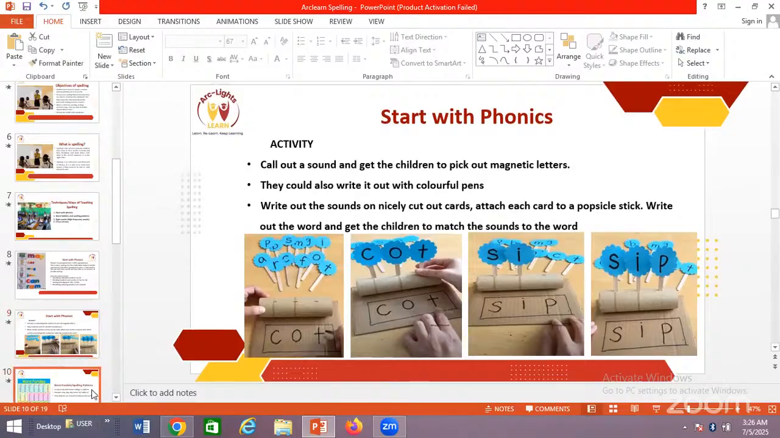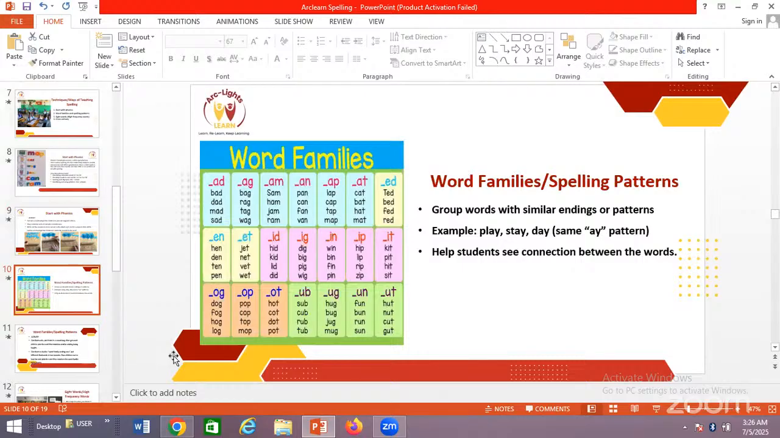Now we move to word families. What are word families? It's also called spelling patterns. These are a group of words with similar endings or patterns. Examples: A, A-Y, like I said, O-A, you can see them here. These are word families or spelling patterns. Look at them.